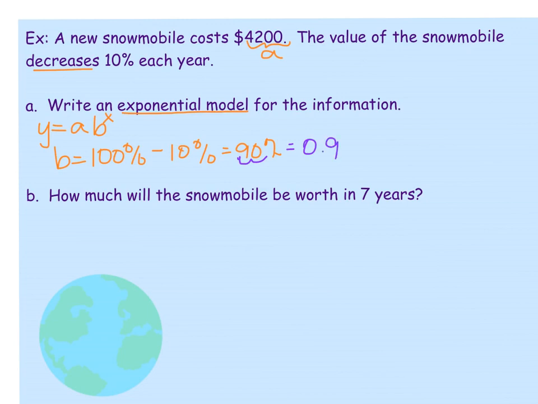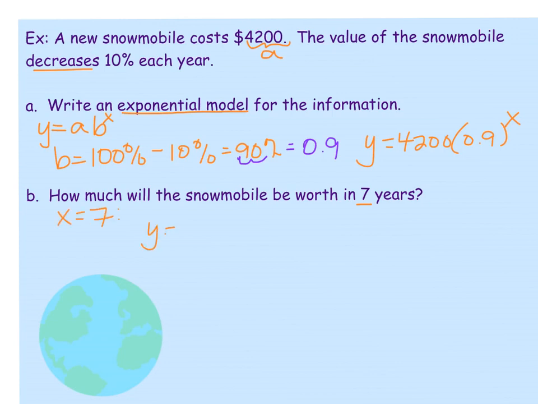Once you know that value, we're ready to write our model. Y equals 4,200 times 0.9 to the x power. In any given year, we could find the value or worth of that snowmobile. How much will the snowmobile be worth in 7 years? This should be easy enough. Plug in x equals 7.